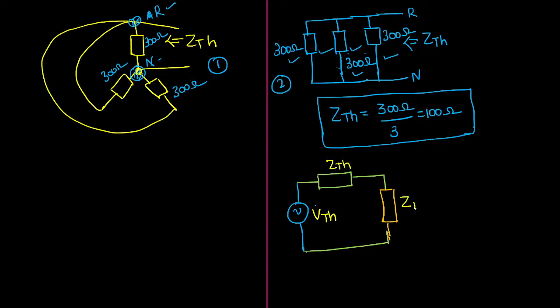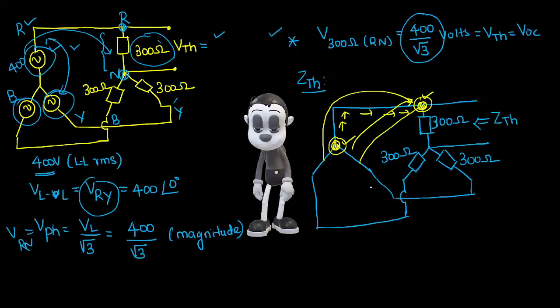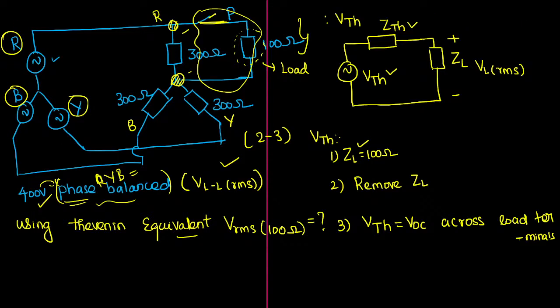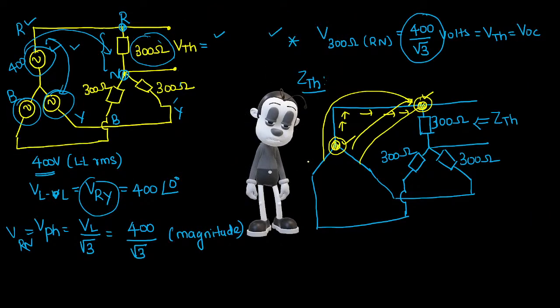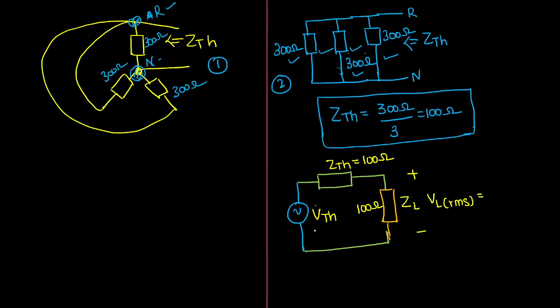This is the load impedance. We are going to measure the voltage across the load impedance. Yes or no? RMS load voltage. Let us see. Thevenin impedance is 100 ohm. Load impedance is also 100 ohm. It is given in your question. Do you remember? Go back. See, load impedance is 100 ohm. They told already.